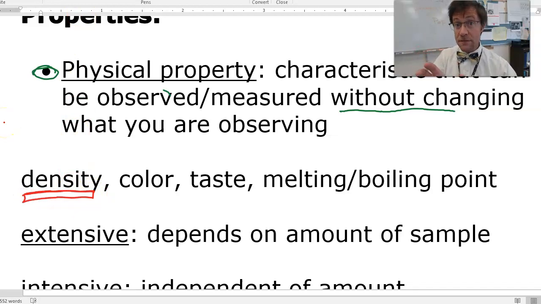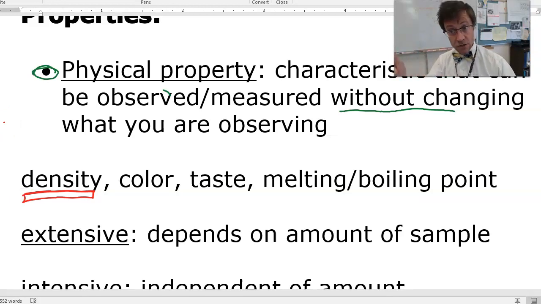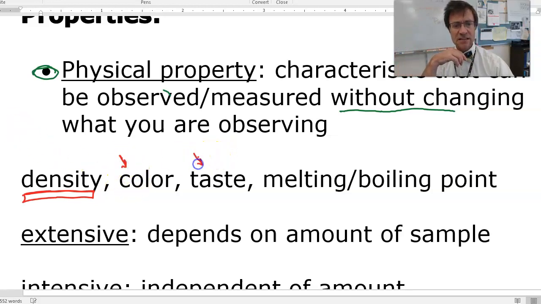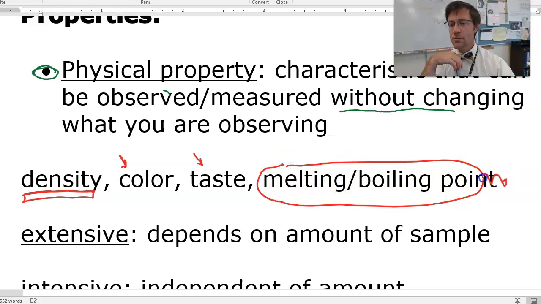Mostly because this is a physical property that you can't just see. You have to do an indirect measurement, right? It takes mass and volume to get density. But color, you look at it, stays the same. Taste, you taste it, it basically tastes the same. But here's a new one for a lot of people: melting and boiling. Not so much the melting and boiling point, but just melting and boiling.